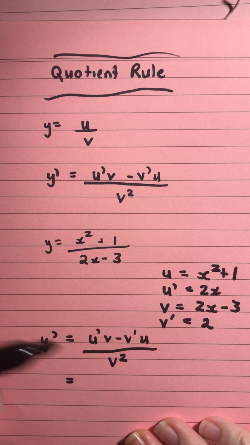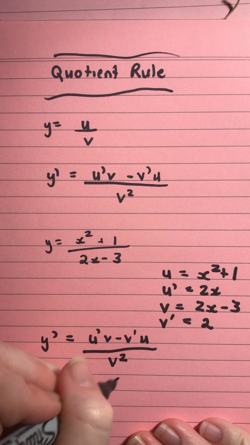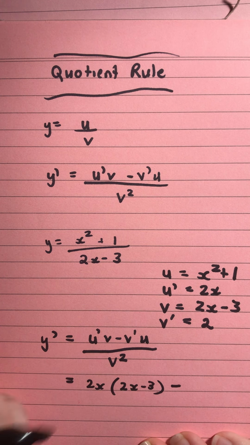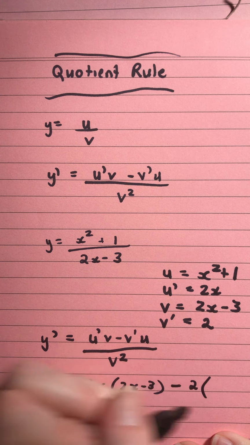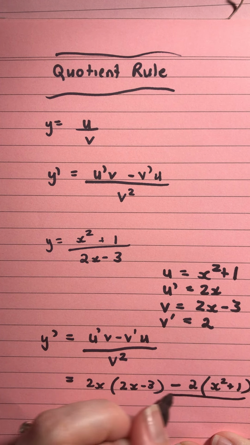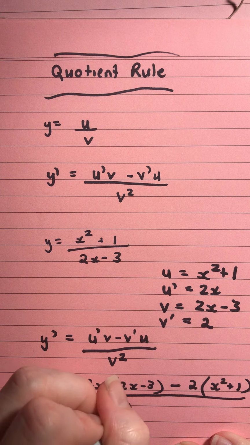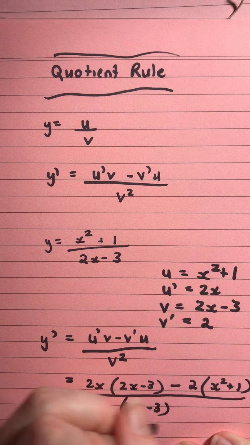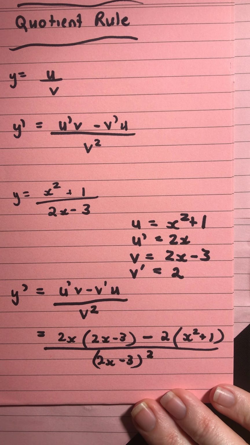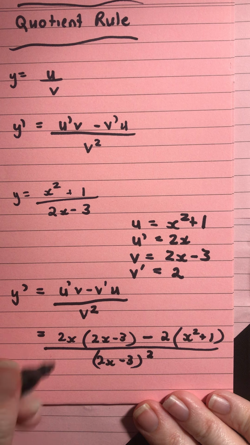squared. So I'm going to put in my 2x outside of 2x minus 3, take away my v dash is 2 outside of x squared plus 1, and on the bottom I've got v squared, so that'll be 2x take 3 all squared. I can then simplify what I've got on the top and see if I can collect any like terms, and then see if I can simplify with what's on the bottom.